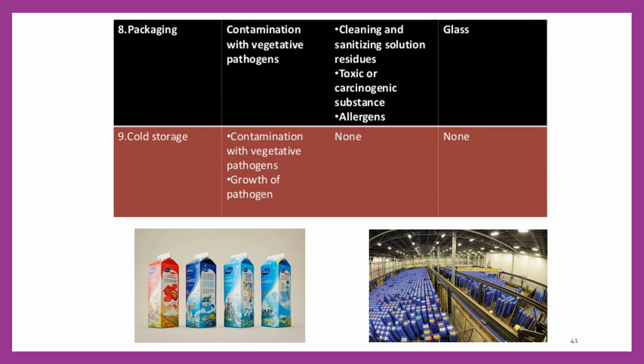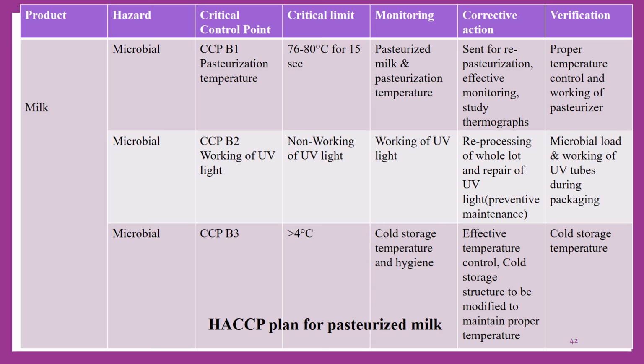In case of cold storage, contamination with vegetative pathogens and growth of pathogens are the biological hazards, while the physical and the chemical hazards are none. Let us take into consideration the HACCP plan for pasteurized milk. The hazard is microbial. The critical control point is CCPB1, which is the pasteurization temperature. The critical limit is 76 to 80 degrees Celsius for 15 seconds. The monitoring involves pasteurized milk and pasteurization temperature. The corrective action is that it is sent for repasteurization, effective monitoring, and the thermographs are studied. The verification procedure involves proper temperature control and working of pasteurizer.